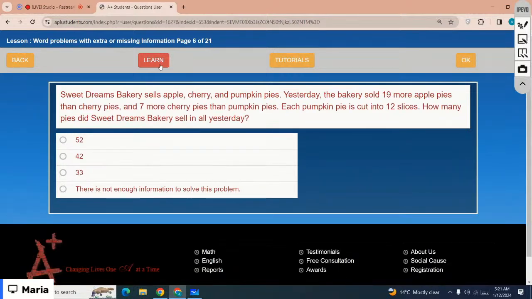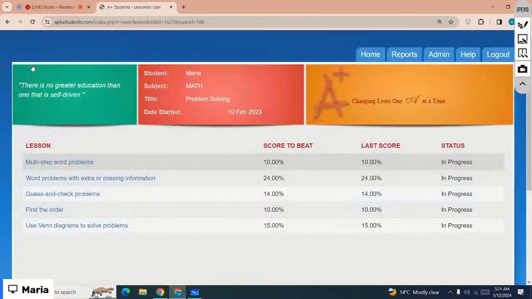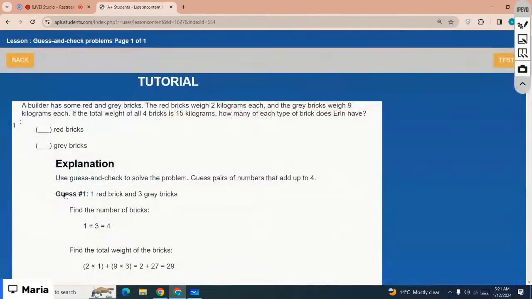Okay, you can complete the lesson by yourself later today. Let me just move on to the next lesson. And the next lesson is guess and check problems, right? So let's just start with the guess and check problems. Okay, let's start with the first example.